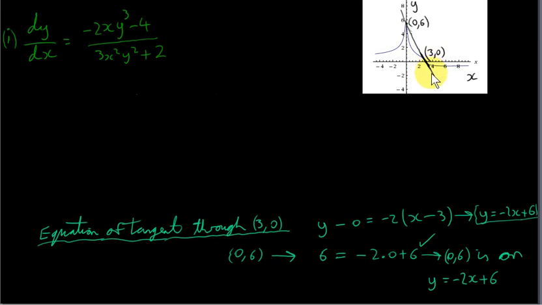So now we know that this line here is tangent to two points on the curve. It's a tangent at the point 3, 0 and it's a tangent at the point 0, 6. Its slope is minus 2.